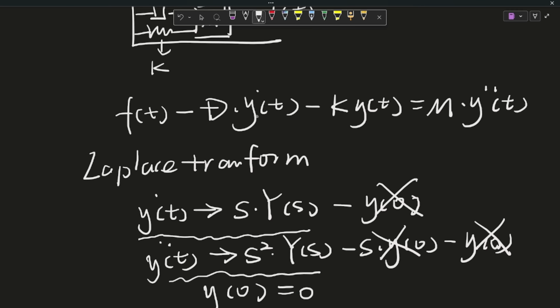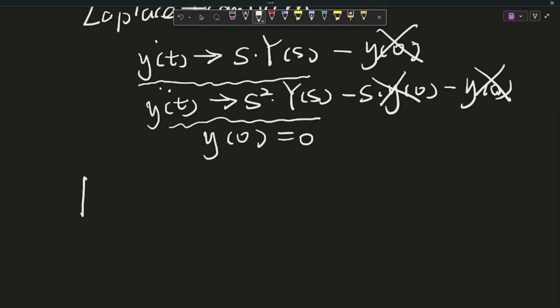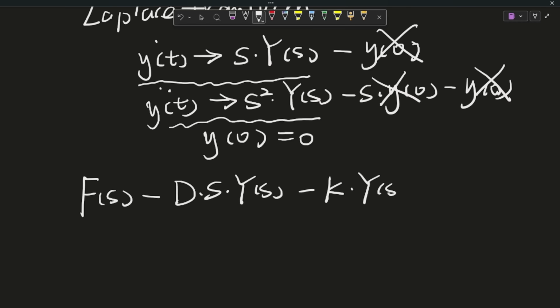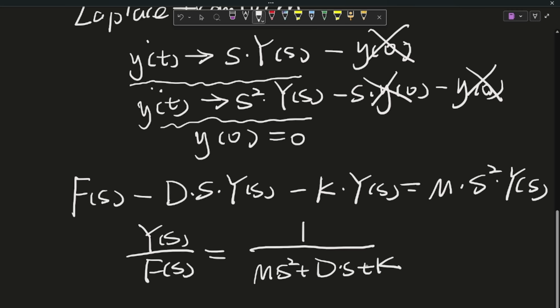So, the equation above, after applying the Laplace transform, becomes the following. With this equation, we can isolate Y(s) and U(s). The ratio can be expressed as follows. This is the final form of the transfer function for this system.